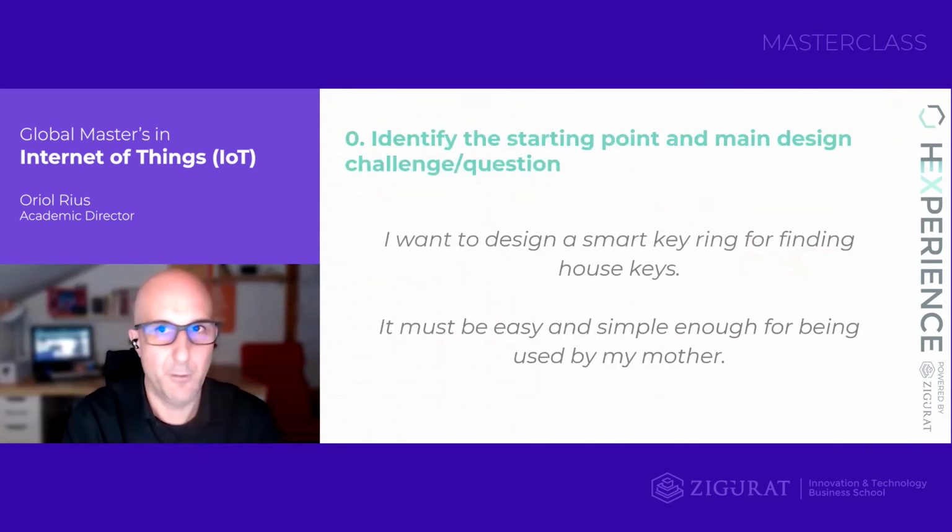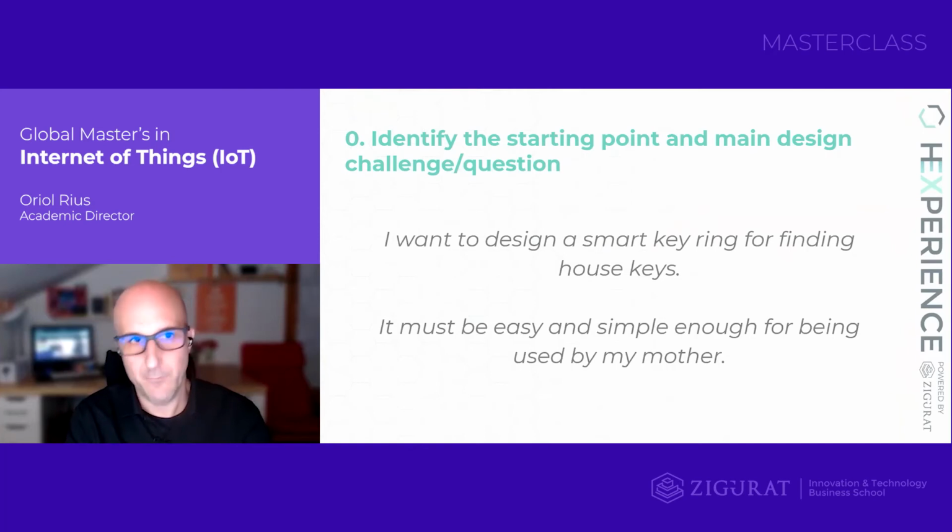Phase 0 of that mapping toolkit is to identify the starting point and main design challenge. In our case, it could be 2 sentences as simple as those. The first one: I want to design a smart key ring for finding house keys. As simple as that. This is our starting point. And the main design challenge could be something like: it must be easy and simple enough for being used by my mother. Big challenge, not always easy.